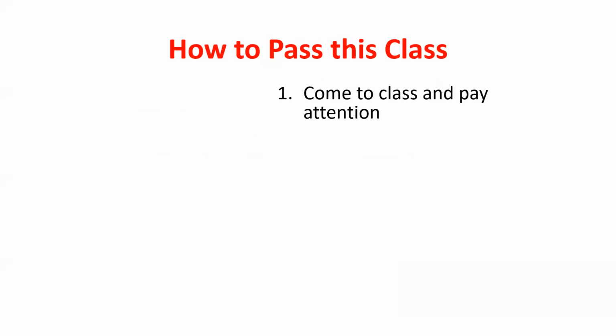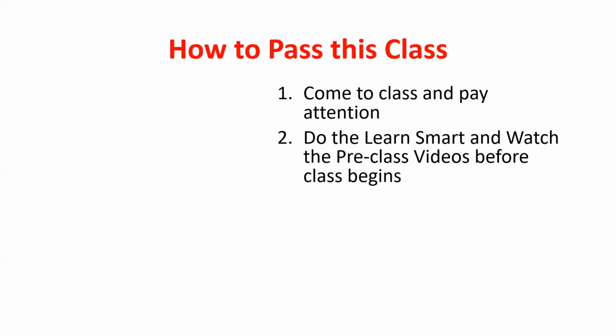So how do you pass this class? Come to class, pay attention. That should be self-explanatory. You get those easy iClicker base points, and then the points for the ones you get correct. Also, there is a pretty strong correlation between attendance and grades from all the data that I have. Watch those pre-class videos. Make sure you get the easy points from the LearnSmart, just so you're primed for class. I think both these tools make the lecture a lot more efficient in progressing your understanding of the concepts in the class period.